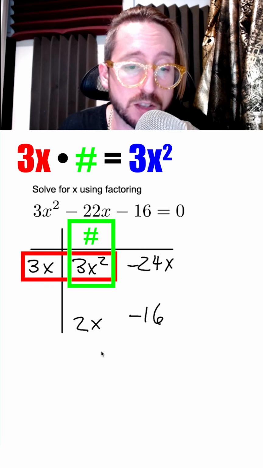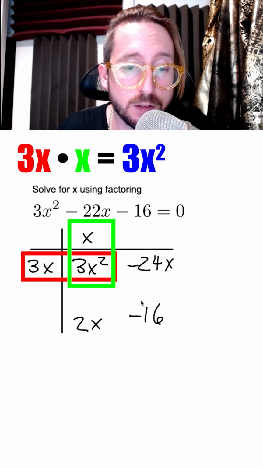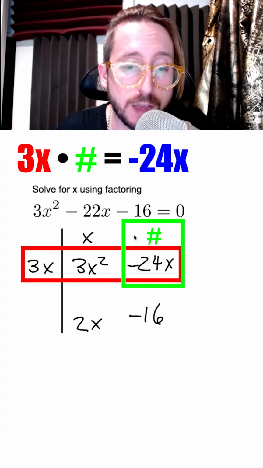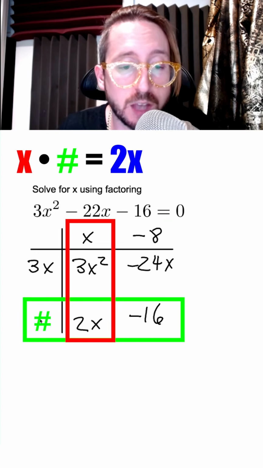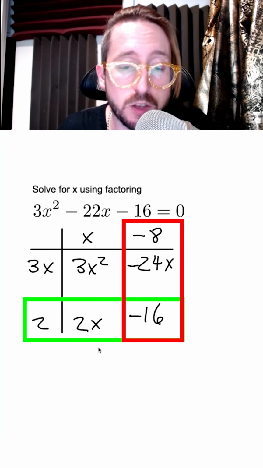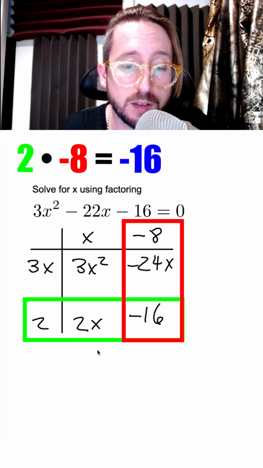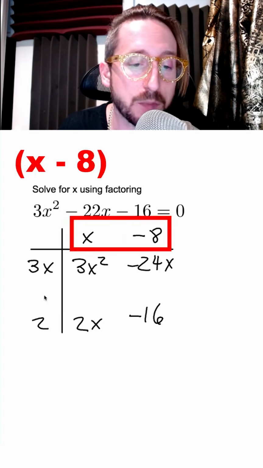So when looking at 3x times what equals 3x squared, that's going to be x. For 3x times what equals minus 24x, that's going to be minus 8. Then looking lower, we have x times what equals 2x, that's going to be 2. And then you can always check with the last number, seeing that 2 times minus 8 is minus 16. And now we have our factors, x minus 8 and 3x plus 2.